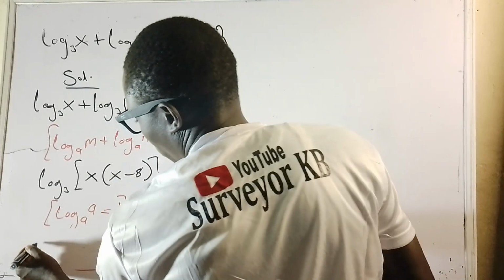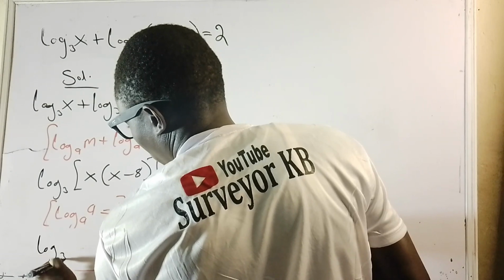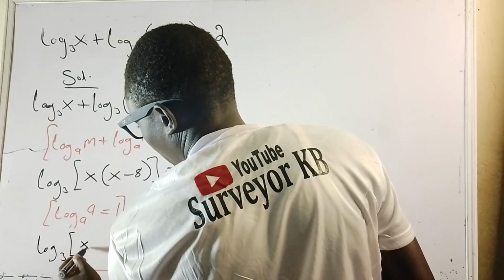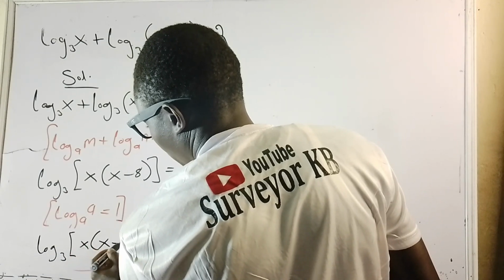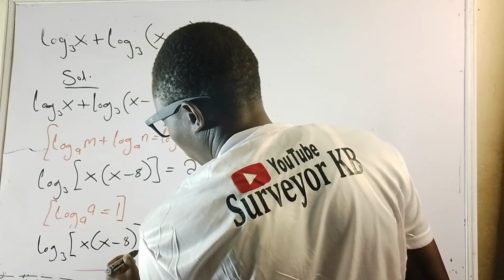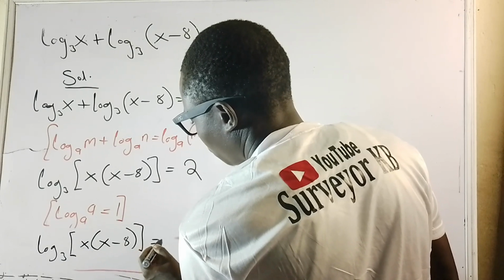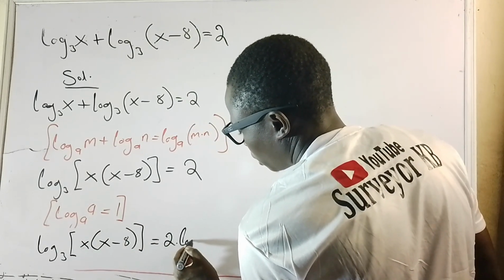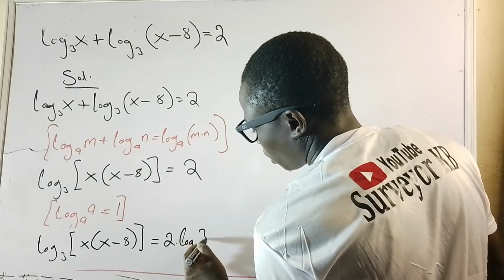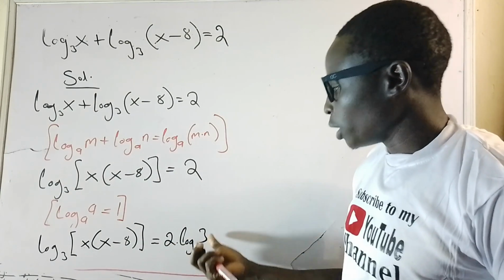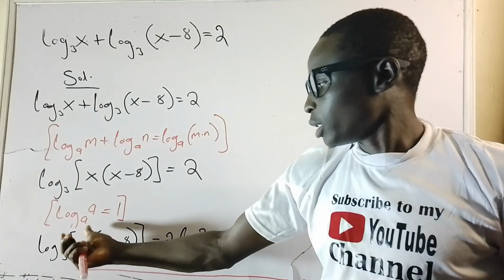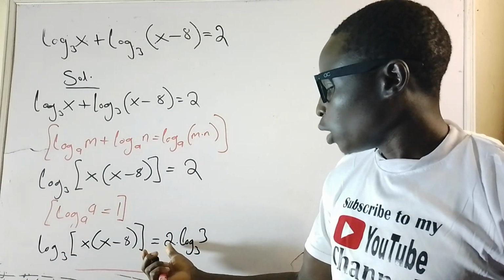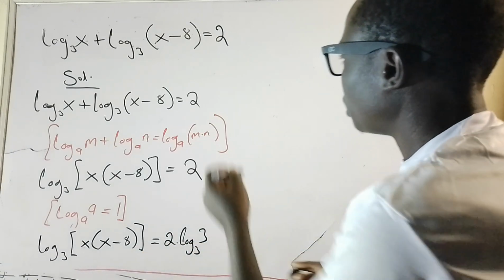Going by that, we know that log to base 3 of x times (x minus 8) is the same thing as, so I can put it as, 2 multiplying log to base 3 of 3, because log to base 3 of 3 is the same as log to base a of a. So log to base 3 of 3 is 1. So this is 2 times 1, and it is 2.